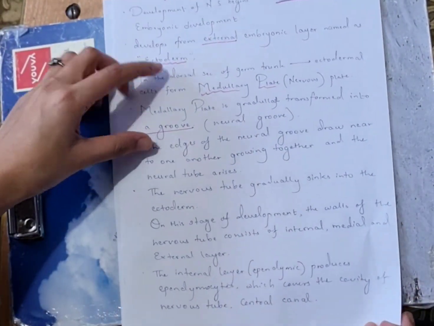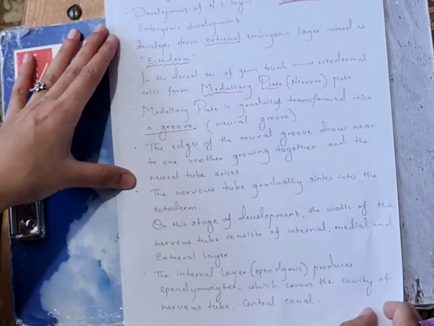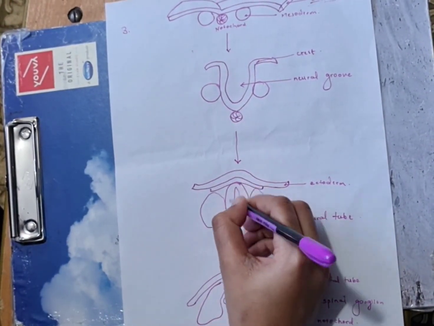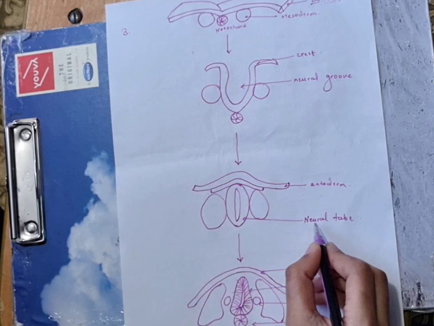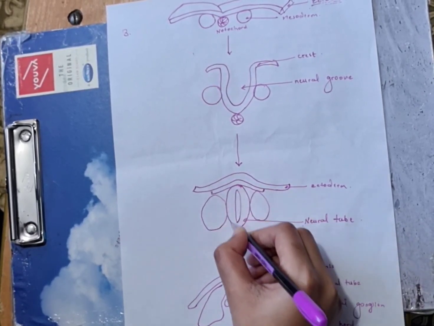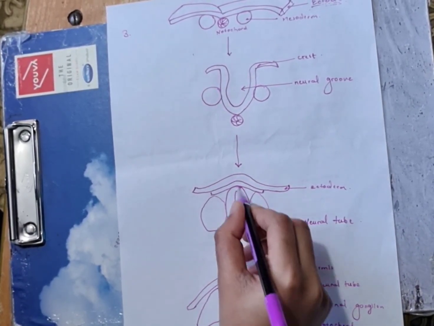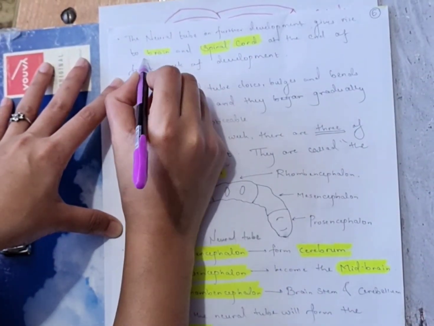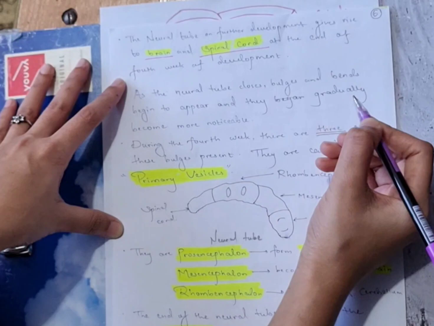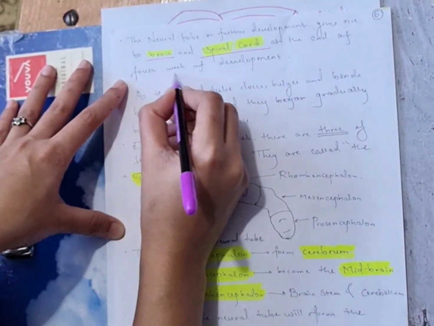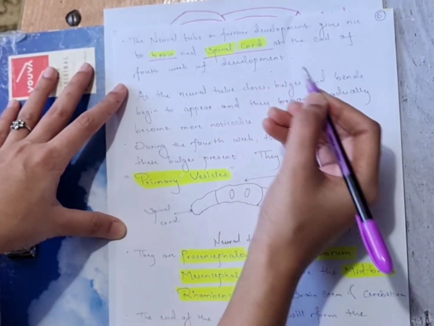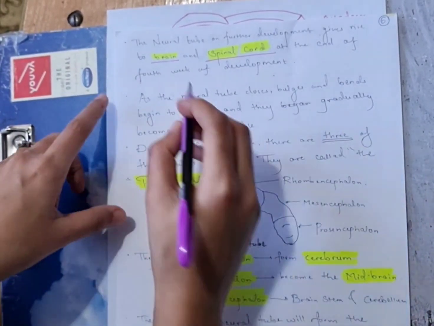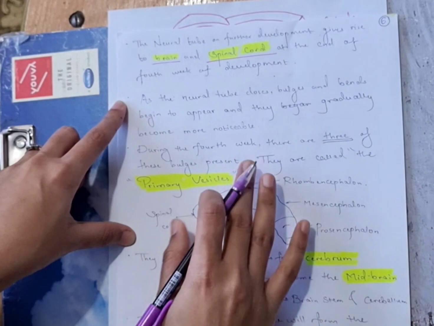Then the edges of the neural groove come together and form the neural tube. You can see here the enclosed structure called neural tube. The neural tube on further development gives rise to brain and spinal cord at the end of the 4th week of development. So till the end of the 4th week of development, brain and spinal cord are formed.